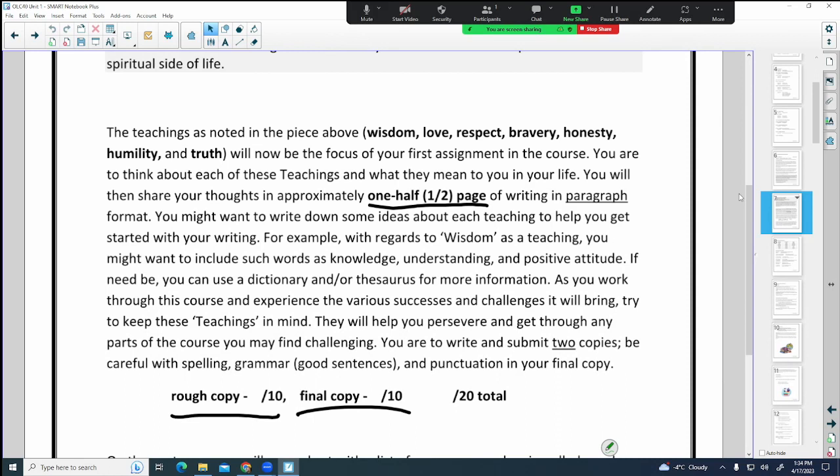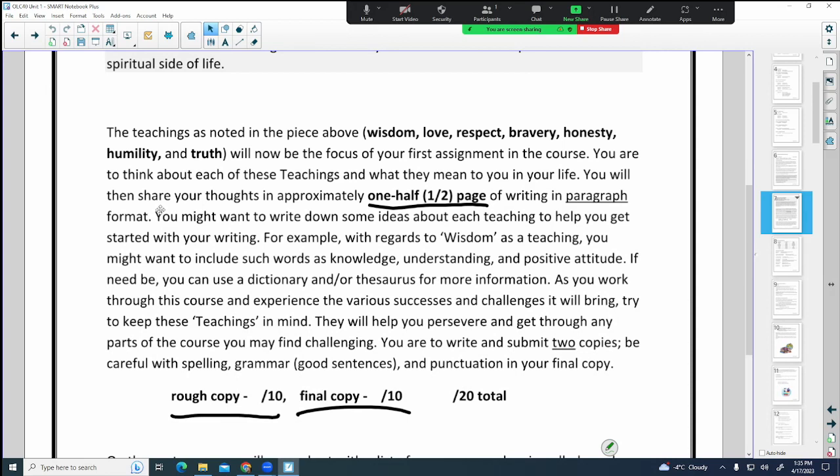But you do have to understand what the 7 grandfather teachings are, and you have to write about one of them. And as you work through this course and experience the various successes and challenges it will bring, try to keep those 7 grandfather teachings in mind. So for this assignment, the teachings will be the focus of your first assignment. You are to think about each of these teachings and what they mean to you in life.